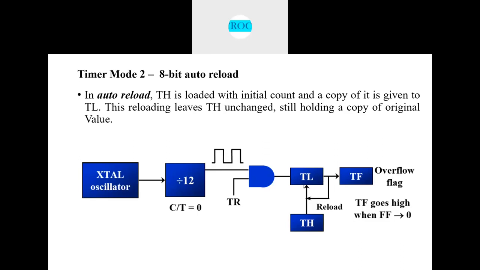After 256, what will happen here? It will reset and set the overflow flag to 1. And whenever the overflow flag is set to 1, it will reinitialize. The TL register will be loaded with whatever value we have in the higher byte register. Take an example: the higher byte register is initialized with A0H, so that after reset, the TL register will be reinitialized with the A0H value.